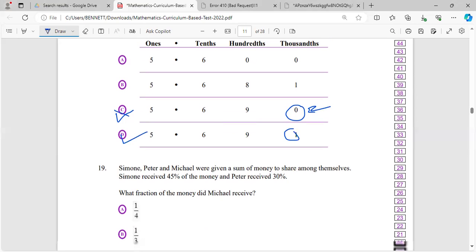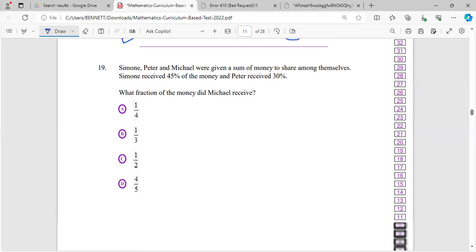What about 19 now? Simone, Peter and Michael were given a sum of money to share among themselves. Simone received 45% of the money and Peter received 30%. What fraction of the money did Michael receive? Work that out, guys, and let me know. Only one more after this.